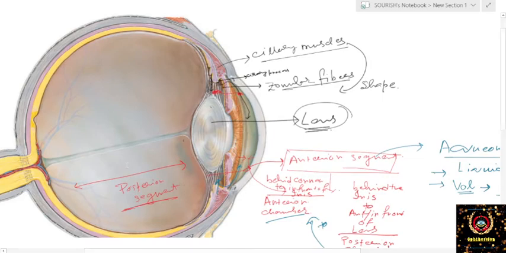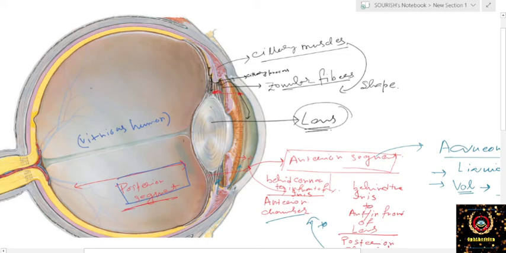This is called the vitreal chamber. In this vitreal chamber there is the presence of vitreous humor, just like aqueous humor. This vitreous humor is present inside this cavity that we are calling the posterior segment, the structure which is present behind the lens and in front of the retina.